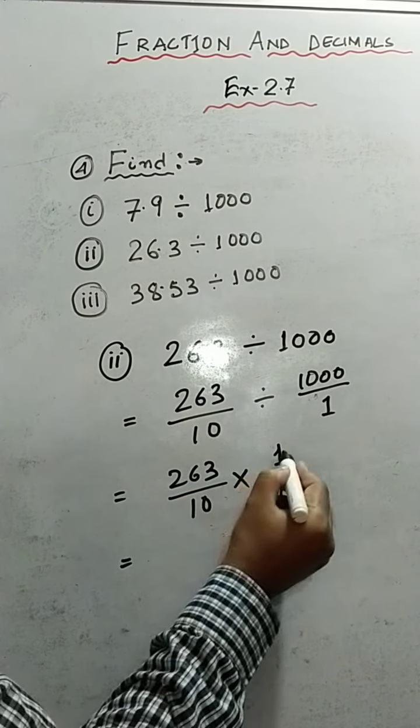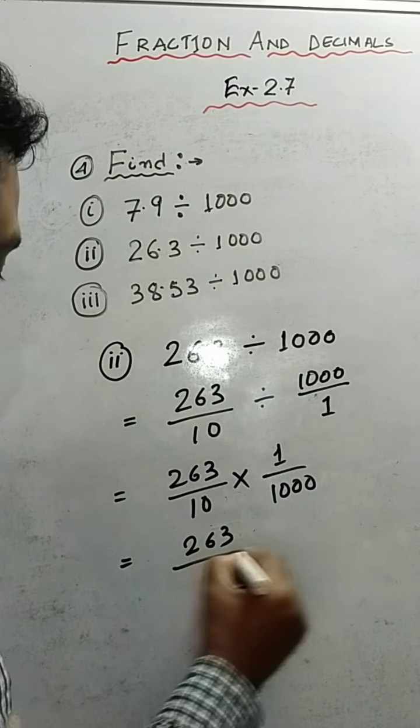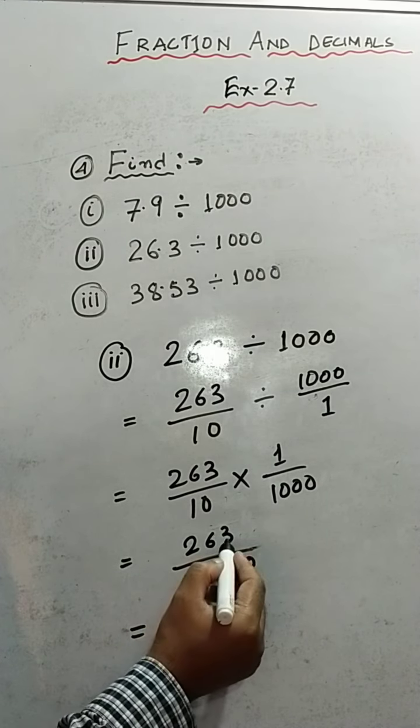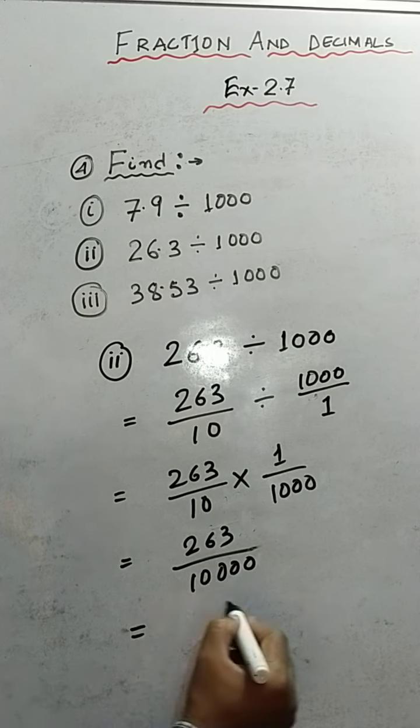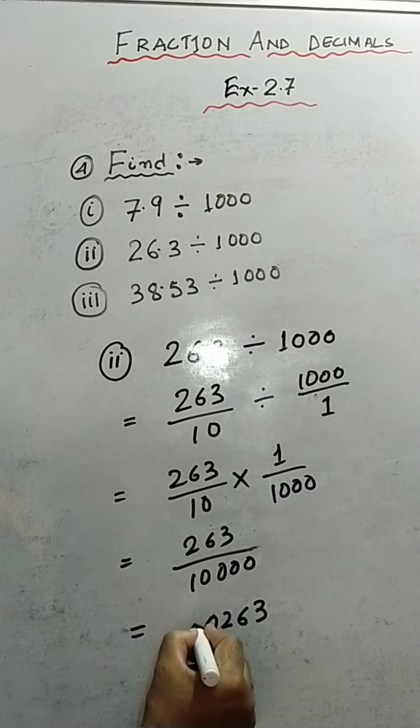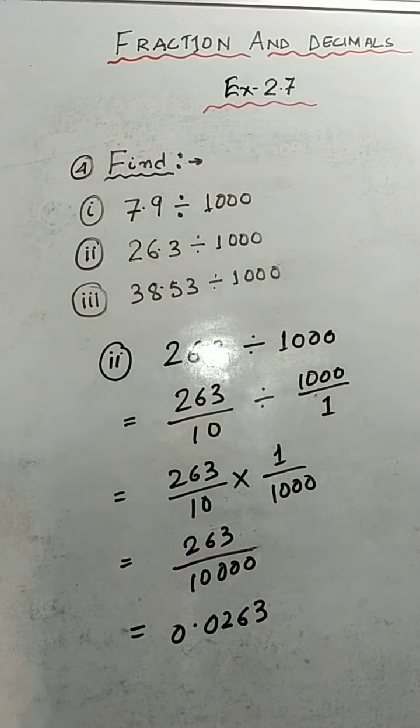So now 263 into 1, 263. 10 into 1000, again we'll get 10,000. So there are 3 digits now and there are 4 zeros. So we have to add one more digit and that would be 0. So this is your answer, 0.0263.